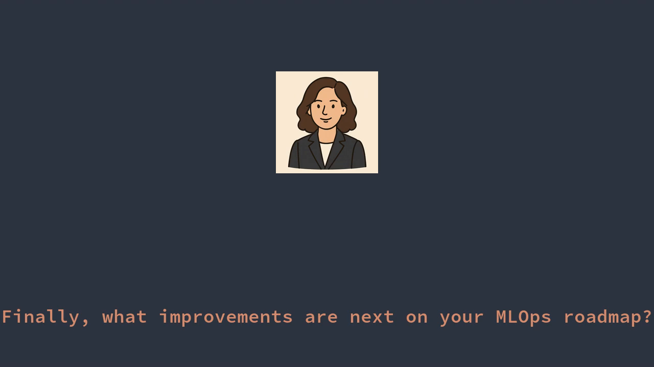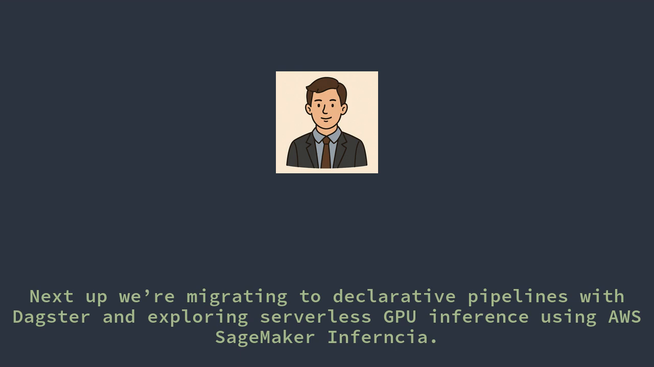Finally, what improvements are next on your MLOps roadmap? Next up, we're migrating to declarative pipelines with Dagster and exploring serverless GPU inference using AWS SageMaker Inferentia.